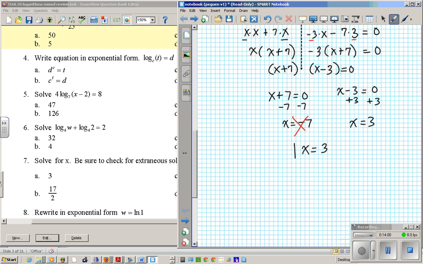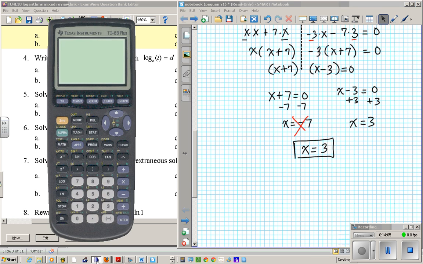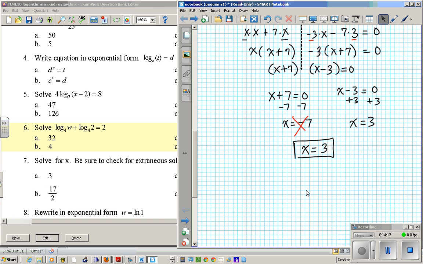Alright? So let's check with our calculators real quick. What happens when you take the log of a negative number? So let's try it out. So we take, let's see, log of negative 7. I don't think the calculator will like that. Yeah, see, it says no real answer. So you can't take the log of a negative number. Alright? Okay, let's move on to number 8.